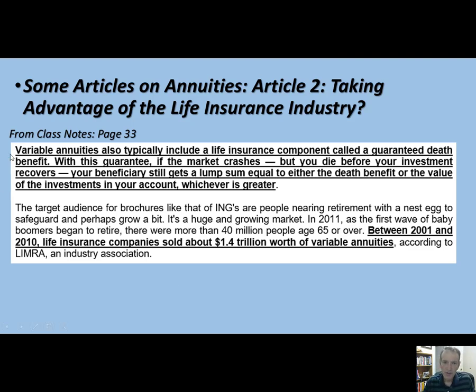Well, these variable annuities have a guaranteed death benefit. What that means is if the market crashes, but you die before the market comes back, your beneficiary gets a lump sum equal to the death benefit or the value of your investment. So if the stock market's up a bunch, your beneficiary gets the higher number. If the stock market's crashed, you get the death benefit, and the death benefit is usually how much you paid in premiums.